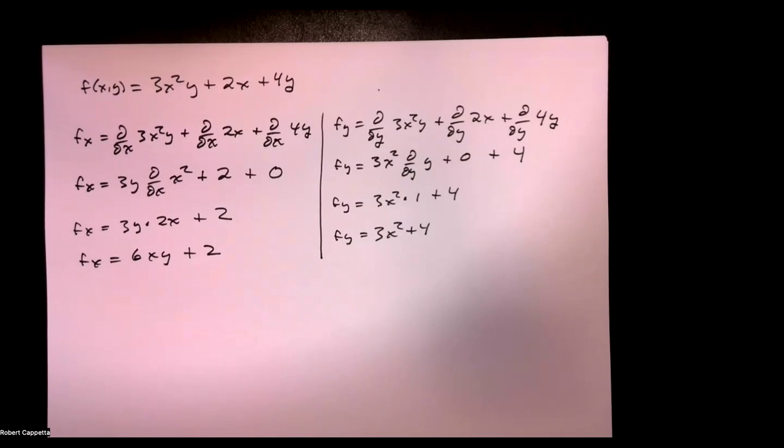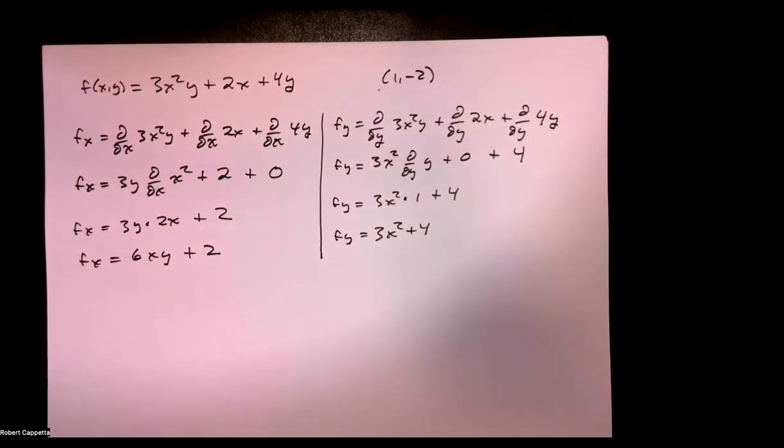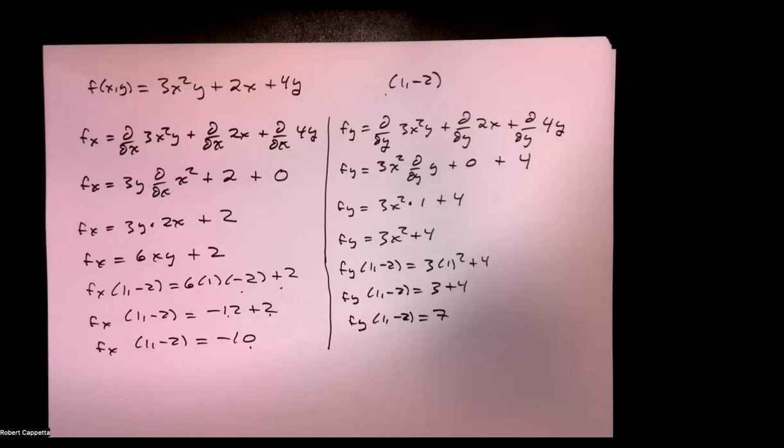But I need this at my point of interest. My point of interest was 1, negative 2. So we need to figure out what is f sub x at 1, negative 2, what is f sub y at 1, negative 2. So plugging in 1, negative 2: 6 times 1 times negative 2 plus 2, negative 12 plus 2, negative 10. F sub x of 1, negative 2 is negative 10. Now to f sub y. And we get f sub y of 1, negative 2 is 7. And remember, we're going in the direction of 3, 4. So we're going to collect all of this stuff to determine that directional derivative.